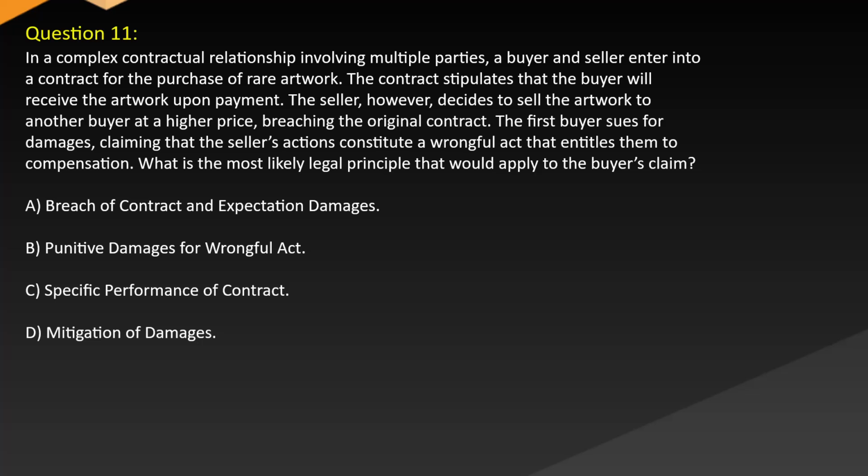Question 11. In a complex contractual relationship involving multiple parties, a buyer and seller enter into a contract for the purchase of rare artwork. The contract stipulates that the buyer will receive the artwork upon payment. The seller, however, decides to sell the artwork to another buyer at a higher price, breaching the original contract. The first buyer sues for damages, claiming that the seller's actions constitute a wrongful act that entitles them to compensation.